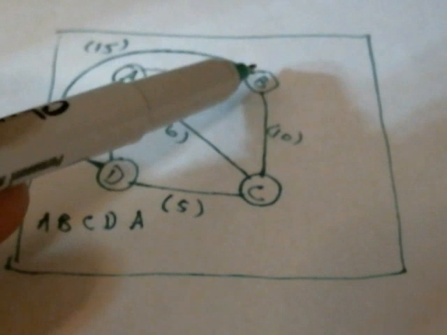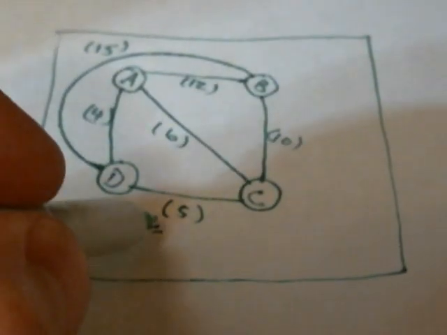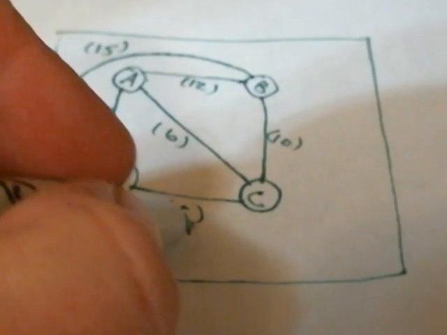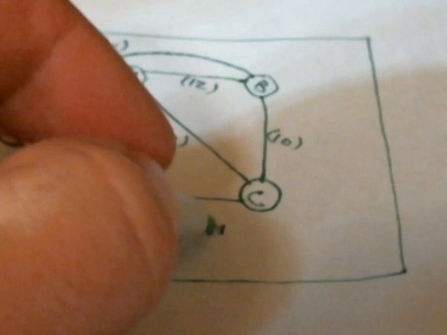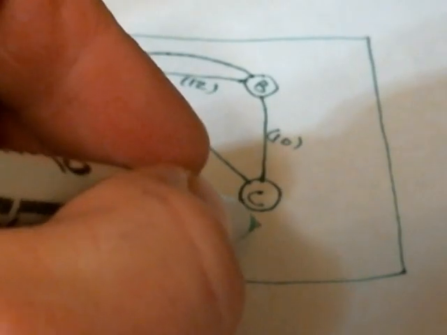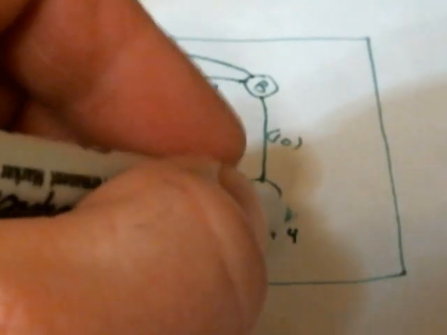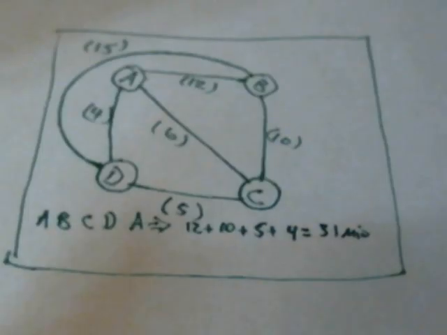Could go from A to B to C to D and back to A. Now the total time for that route would be from A to B is 12 minutes. From B to C is 10 minutes. From C to D is 5 minutes. And then from D to A is 4 minutes, for a total of 31 minutes should the salesman choose that route.